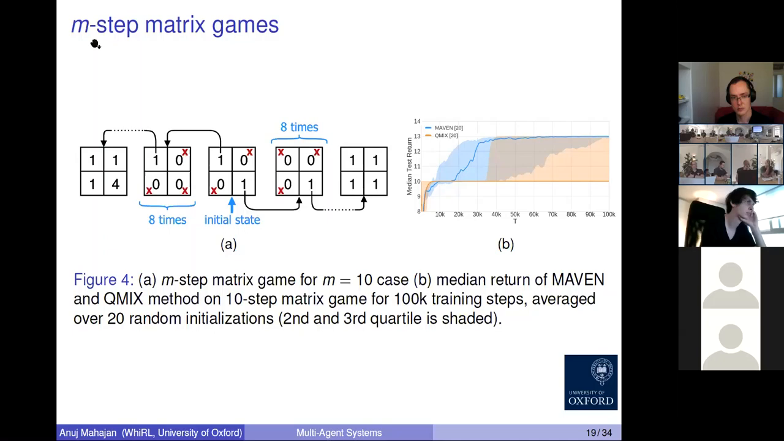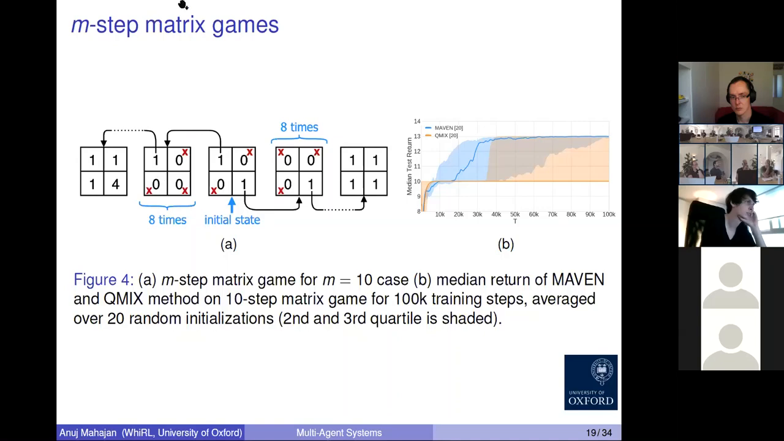So as you increase the number M, you basically make the exploration harder and harder. So it will be more difficult for agents to find out this ultimate payoff of 4. As you can see in this plot, I compared Maven and QMix. And while Maven can quickly associate itself to the optimal behavior of choosing the left branch, QMix struggles a lot with a great amount of variance to learn that the optimal action lies towards taking the left branch iteratively.